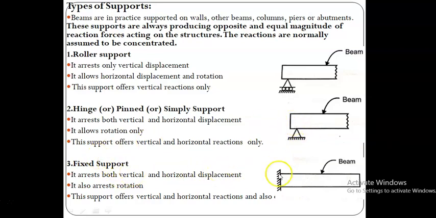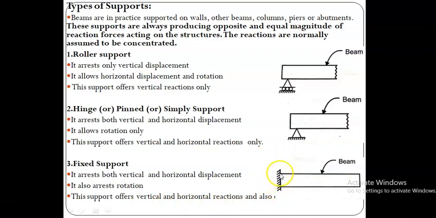Next we see the fixed support. This is another type of support. It arrests both vertical and horizontal displacement. It also arrests rotation. It doesn't allow any rotation. Okay, there is no rotation taking place. So this support offers vertical and horizontal reaction, and also it has the moment reaction.